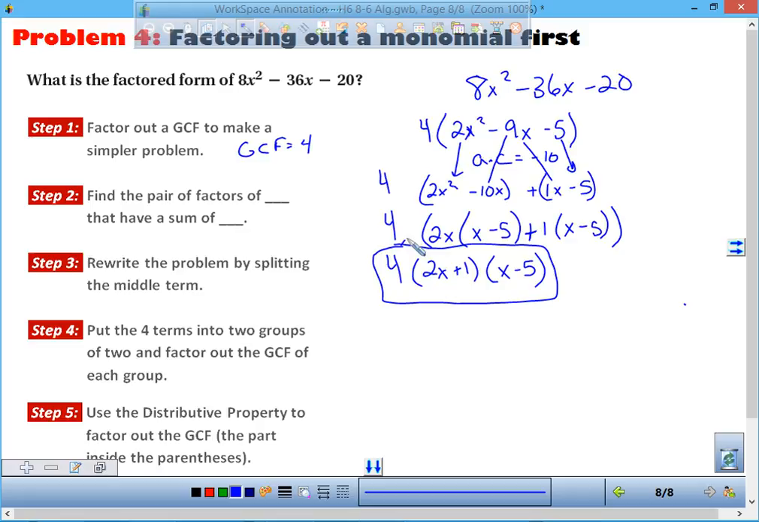Okay, so when you have problems with that GCF at the very beginning, remember just to have it tag along. And then it's the same way. You still find a times c, find your GCF of each group, and then put them into your binomials.